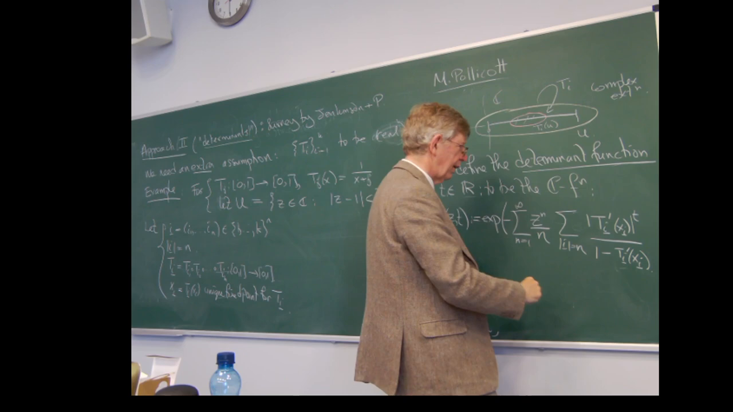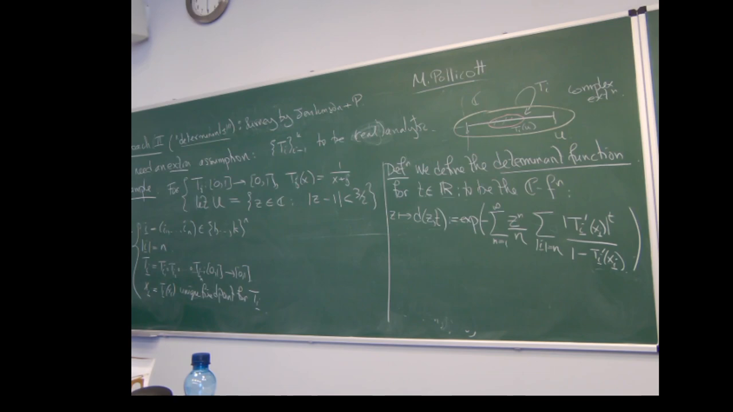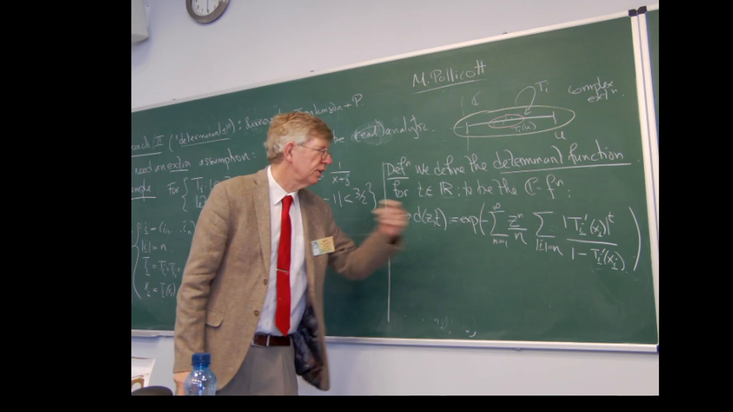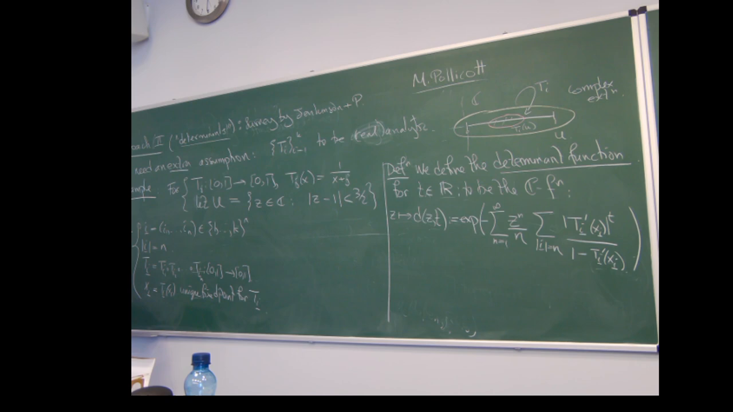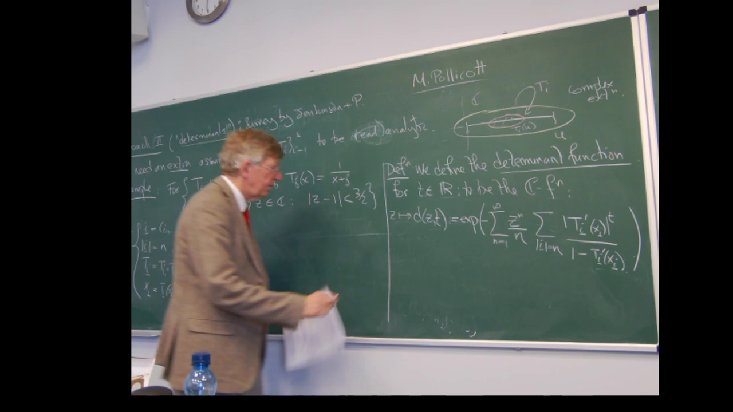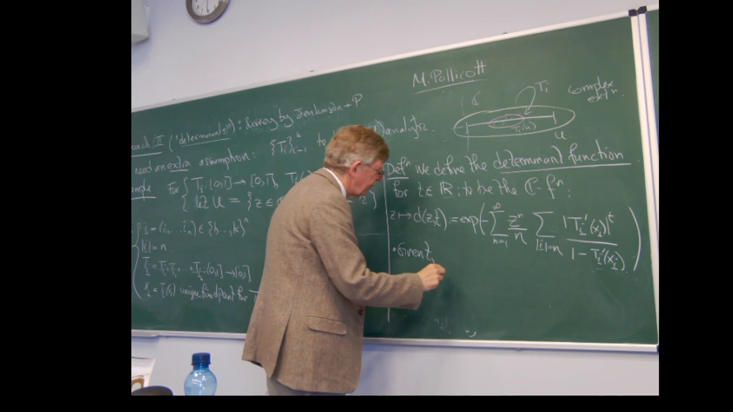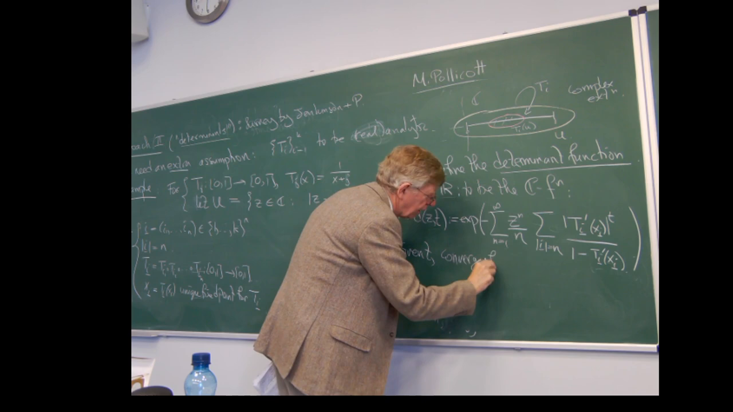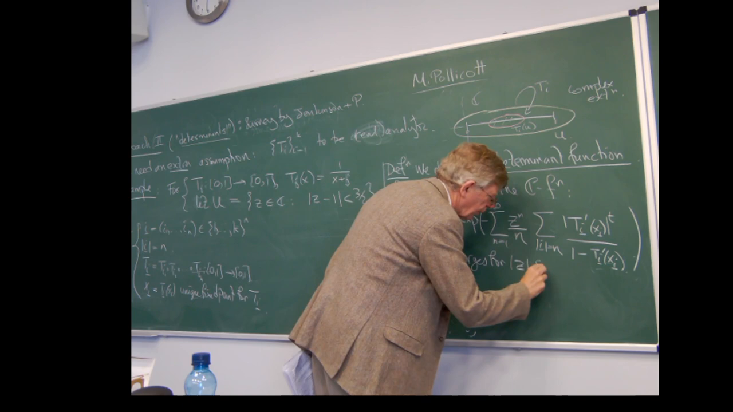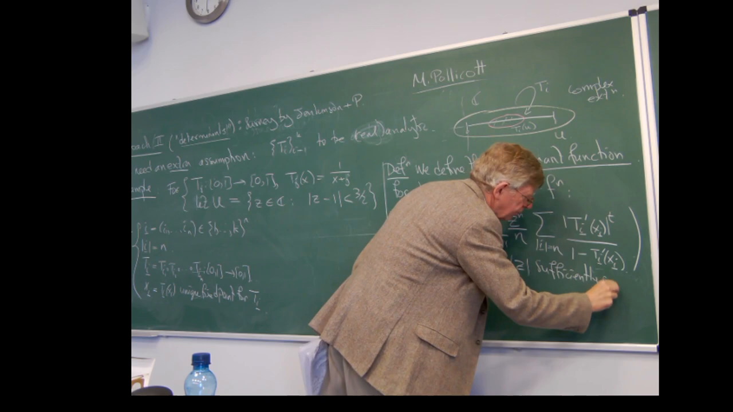Okay, so what does it do? It takes this infinite amount of data, all these numbers, and bundles them up as a complex function. It comes out as this particular guy here. It would be good if this definition actually made sense. For a given t, this converges for the absolute value of z sufficiently small. So it makes sense as a complex function on some domain somewhere.